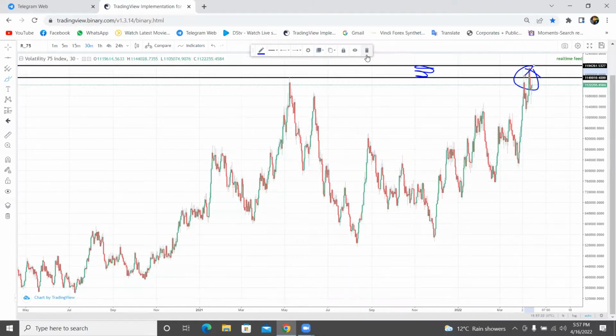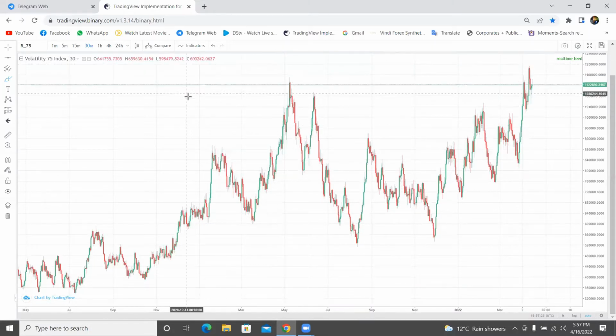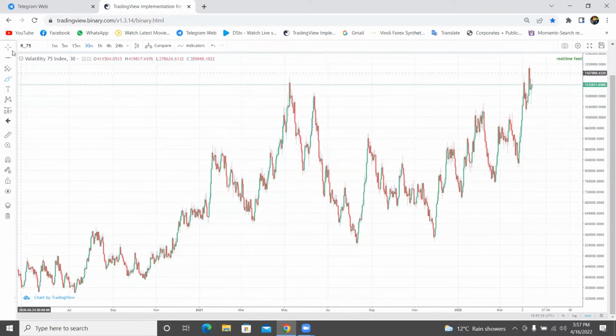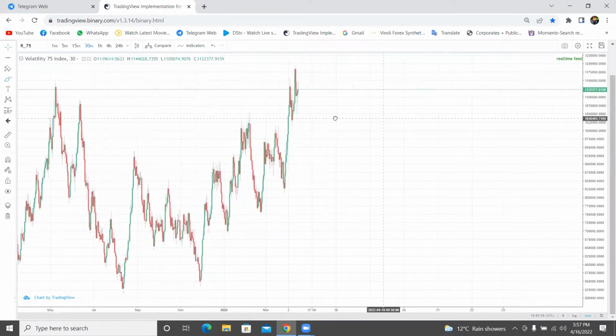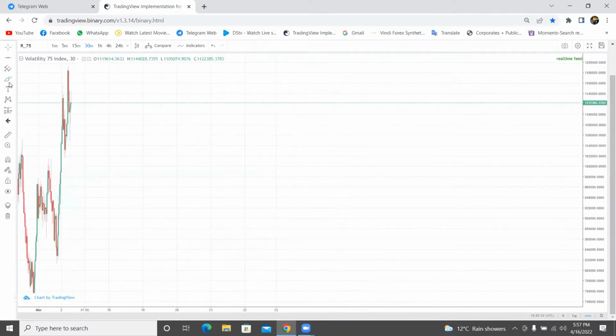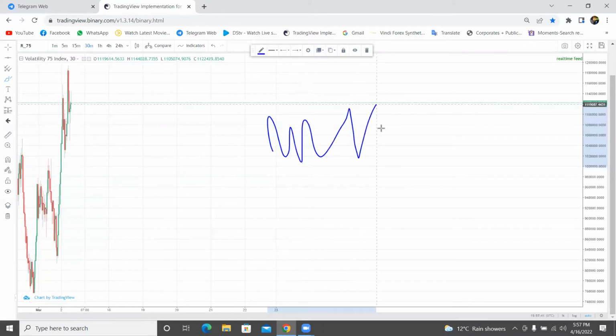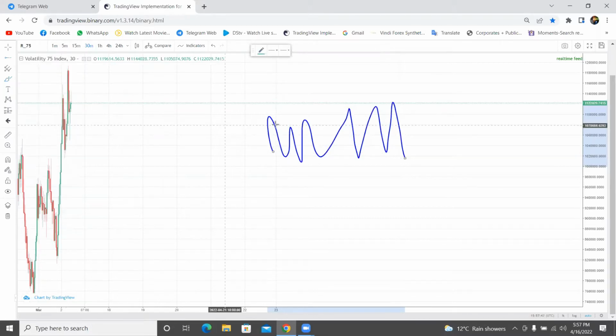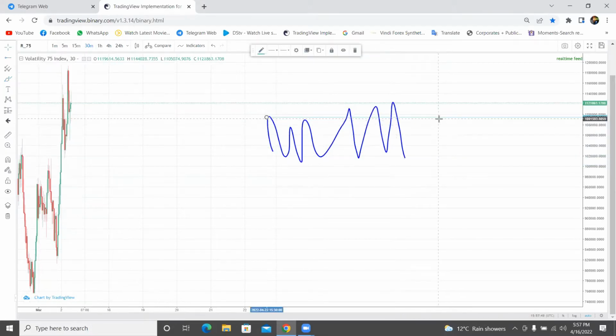So let me show you on the drawings, because some of you can't even understand what I'm talking about when I say fake breakout. Let me go to the clear chart. This is the market. It was moving, moving, moving like this. And then you come with your lines and say, hi, this is my trend line.